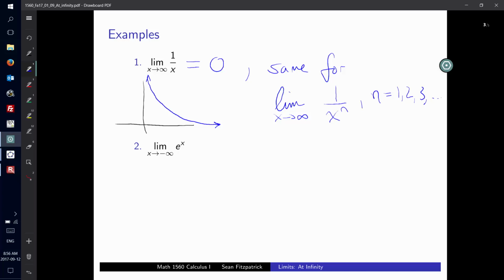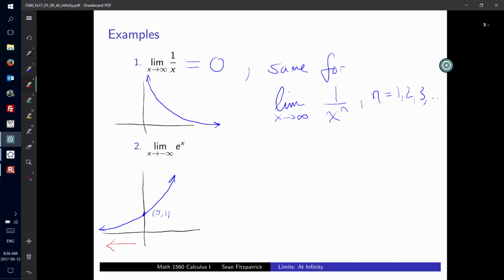Now the second one, we've got an exponential function, and of course we're used to thinking of the exponential function as something that grows really, really big, but that's only really true if you're considering large positive values of x. The graph looks something like this. If we're considering values of x going off towards minus infinity, that means we're heading that way, then the graph of e to the x gets closer and closer to zero.